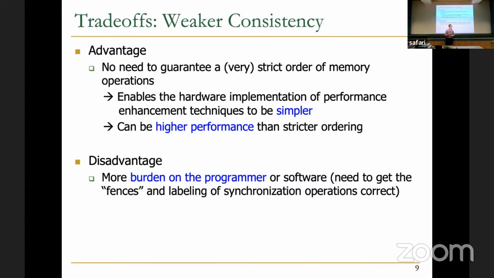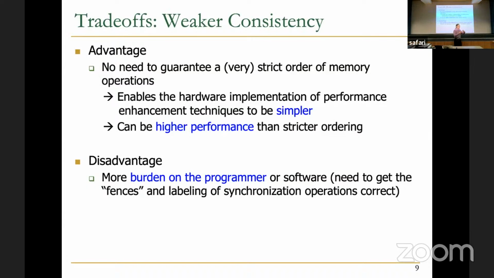I'm going through this relatively quickly because we discussed a lot of these already. Now the programmer needs to get the fences and the labeling of synchronization operations correct. Especially if you go weaker and weaker and weaker, this becomes harder and harder, because if you forget something, then you may actually have bugs. This is like forgetting a lock, in a sense, right? Forgetting a lock is a higher level issue. Of course, if you forget a lock, you're forgetting a high level synchronization operation. If you forget marking a synchronization operation as a synchronization operation, it's a lower level issue.